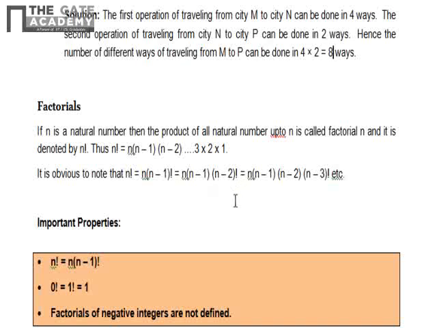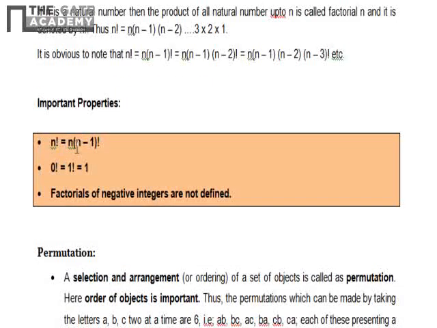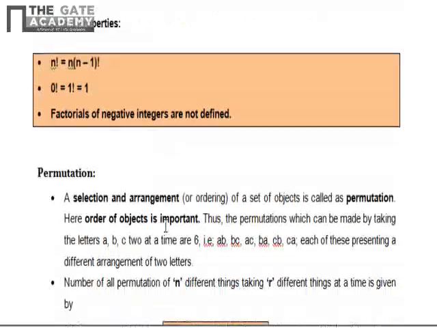For example, if you want to calculate the factorial of 5, you just simply multiply 1 into 2 into 3 into 4 into 5. Or you can represent 5 factorial as 5 into 4 factorial. These are some important properties, which I have discussed earlier also. 0 factorial is 1, and 1 factorial is also 1. Factorial of negative integers is not defined.